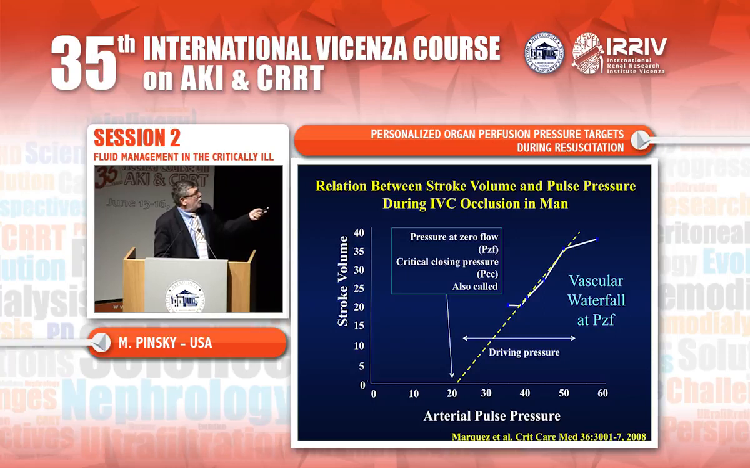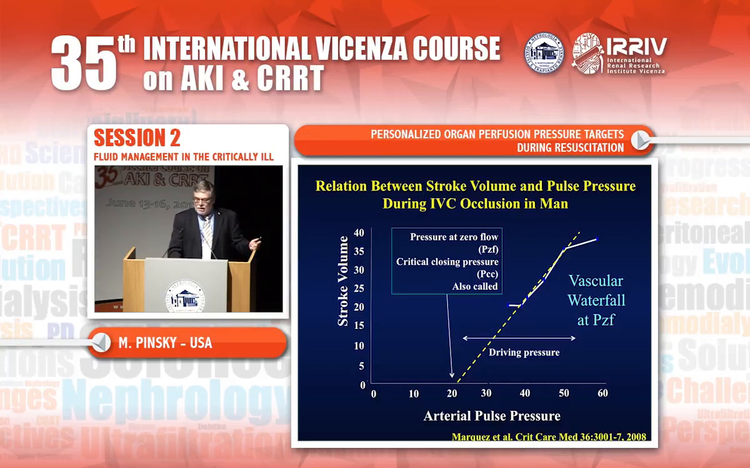And what we were able to show is if you looked at the stroke volume versus the arterial pulse pressure, the values were behaving as if the output pressure that it was pumping against was 20 millimeters of mercury. At this time, the CVP was merely 2. What we're looking at is the driving pressure being significantly less than mean arterial pressure, and we refer to this as a vascular waterfall.